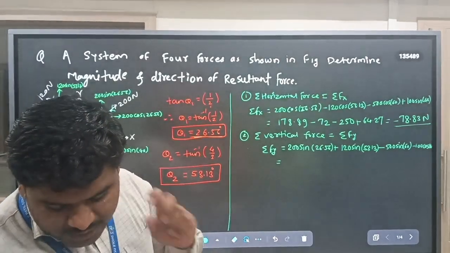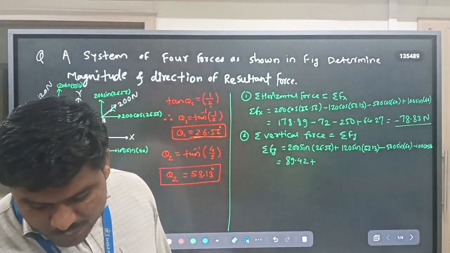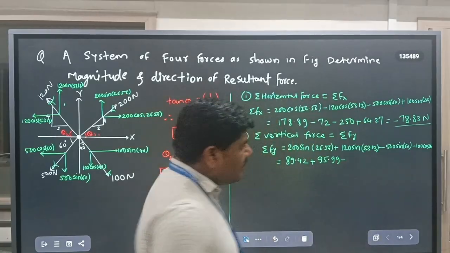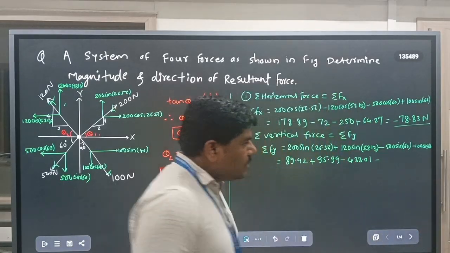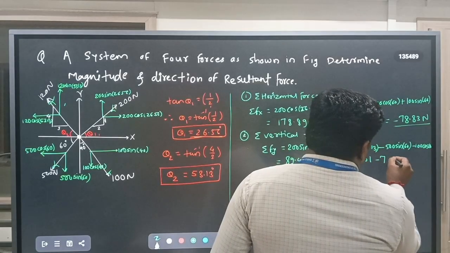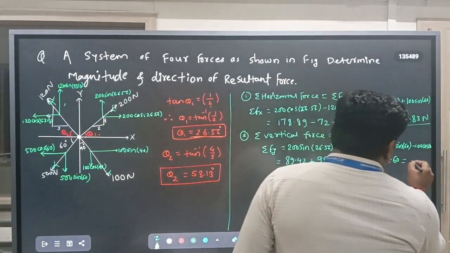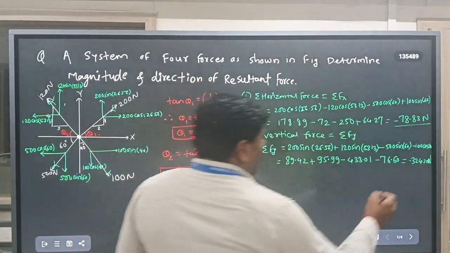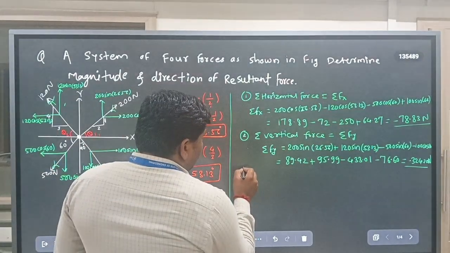ओके, तो इसका कैलकुलेशंस ऑन कैलकुलेटर क्या रहा है? 200 sin 26.56 value is 89.42 plus 120 sin 53.13 value is 95.99 minus 500 sin 60 value is 433.01 minus 100 cos 40 value is 76.60. तो इसका भी कंपोनेंट जो आ रहा है आपका दैट इज -324 न्यूटन. ओके, तो एफ ऑफ वाई कॉम्पोनेंट आ रहा है आपका -324, एफ ऑफ एक्स आ रहा है आपका -78.80.